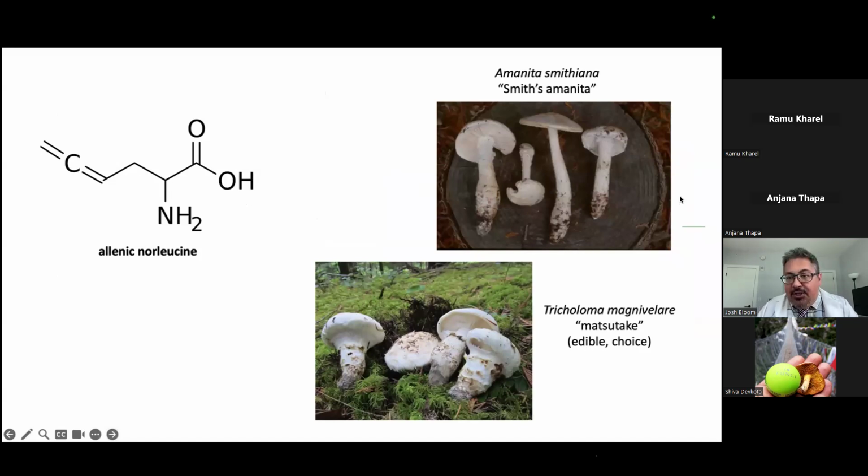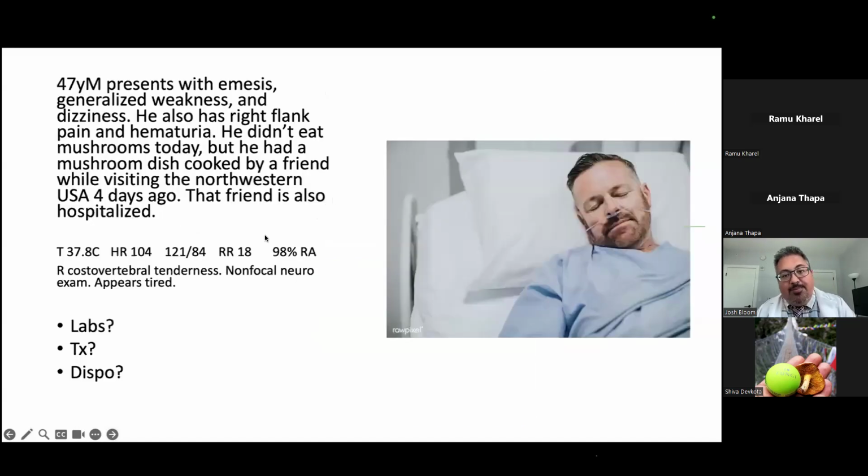Again, you can see Amanita genus mushrooms with a volva, and these mushrooms are white with white gills. Uniquely, this species of Amanita does not cause liver toxicity. It causes kidney toxicity due to the allenic norleucine in the mushroom. And unfortunately, they very much resemble tricholoma mushrooms, which are a choice edible.